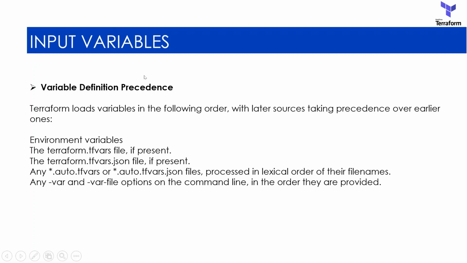Variable definition precedence: it starts from environment variables, then the terraform.tfvars file if present, the terraform.tfvars.json file if present, any *.auto.tfvars or *.auto.tfvars.json files, and then whatever is given on the command line with -var or -var-file.